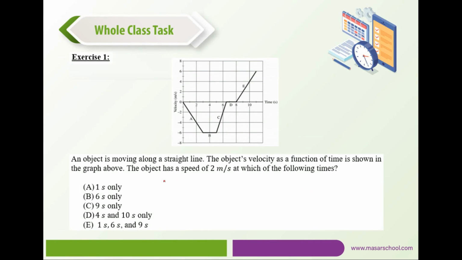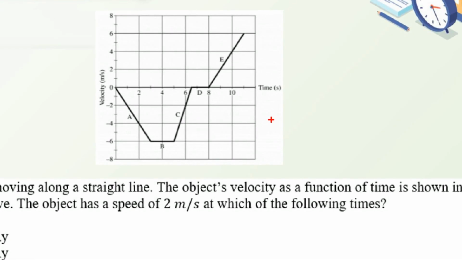Now, exercise 1. An object is moving along a straight line. The object's velocity as a function of time is shown in the graph. The object has a speed of 2 meters per second at which of the following intervals? Now, whenever we see the terms velocity and speed, we should be very careful, because they share some common properties, basically the magnitude, but the velocity encodes more information. They're asking for the speed of 2 meters per second.